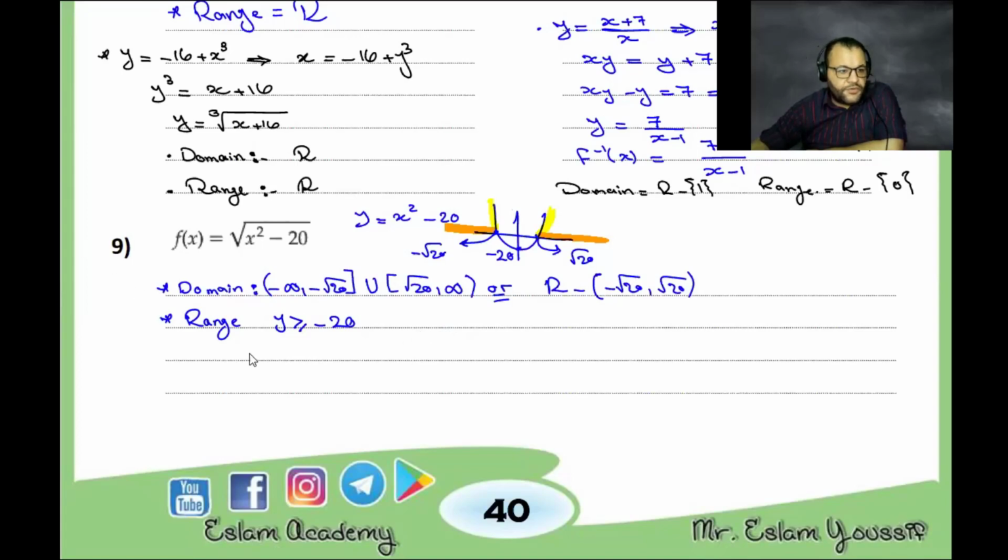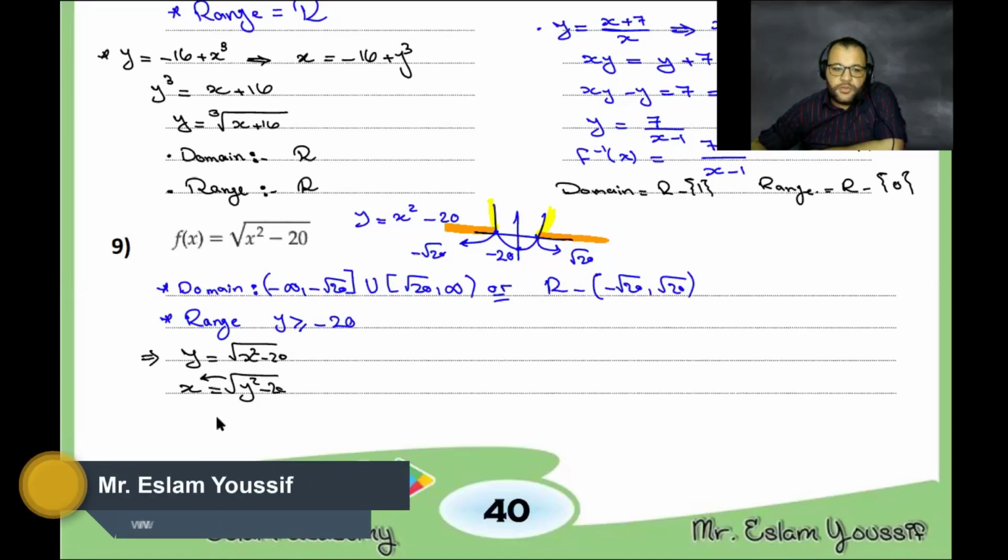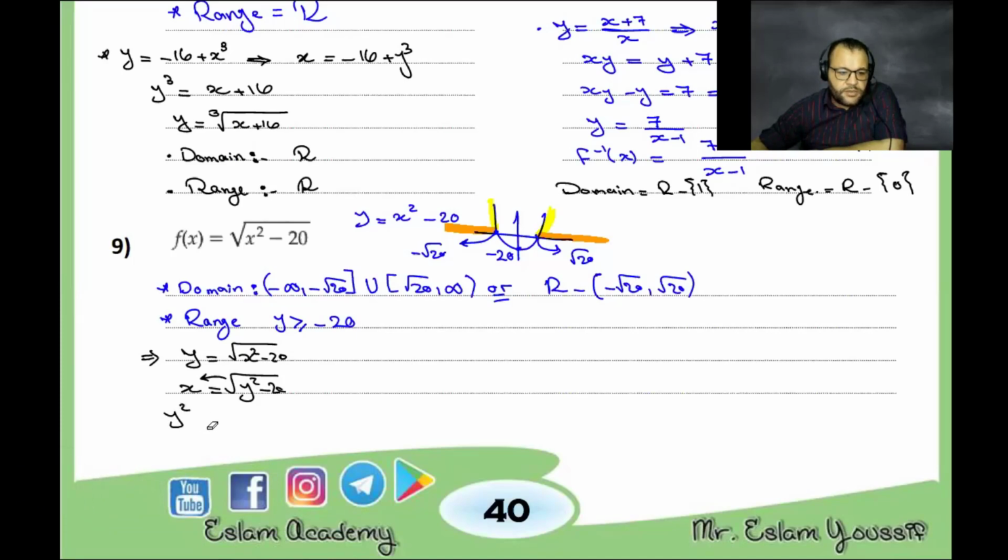Okay, now we need to find the inverse. How are we going to find the inverse? Switch f of x with y. Yes, y equals the square root of x to the power 2 minus 20, and then switch all the x's with y's: x equals the square root of y to the power 2 minus 20. Then solve for y. You get rid of the root by moving it to the other side, so it becomes power 2. So x power 2 equals y power 2 minus 20.